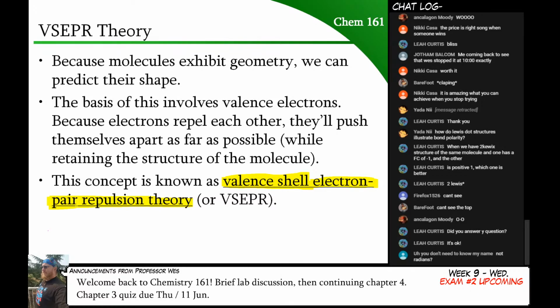So VSEPR just says, if I have 2 entities around a central atom, and they both contain electrons, they will fly apart as far as they can in terms of a bond angle. The same will be true if there are 3 entities, and 4 entities, and so on. So for 2 entities, these objects will repel as far apart from each other as they can, and form this angle, 180 degrees.